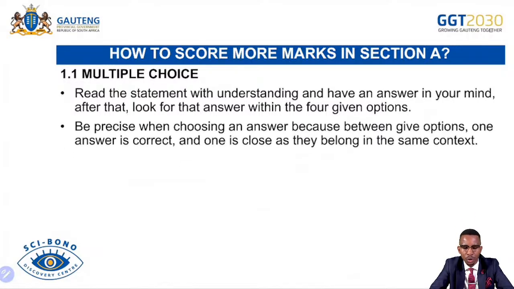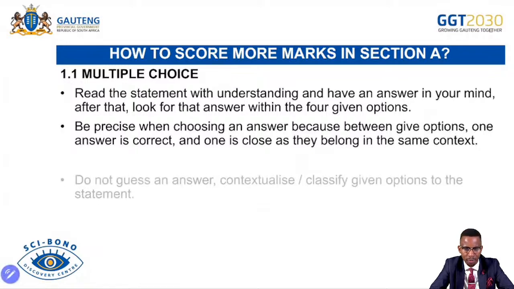Be precise when choosing an answer, because between given options, one answer is correct and one is close, and then also others are wrong. So in this section, you can come across 2 answers that are very much related, and they are in the context of the statement, but one answer will be correct and then the rest will be wrong. So you must ensure that as you choose the answer, you are precise. Do not just choose. Ensure that you pick the correct answer to score that 2 marks.